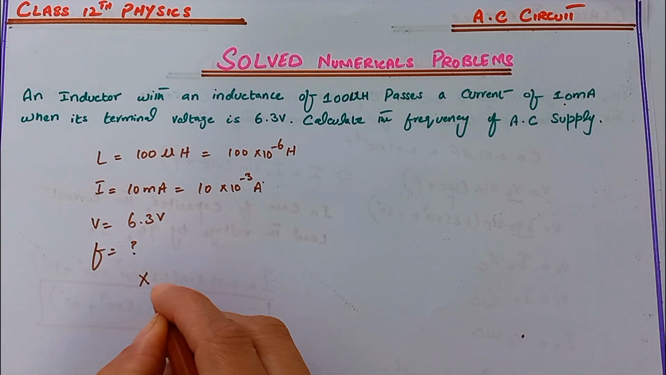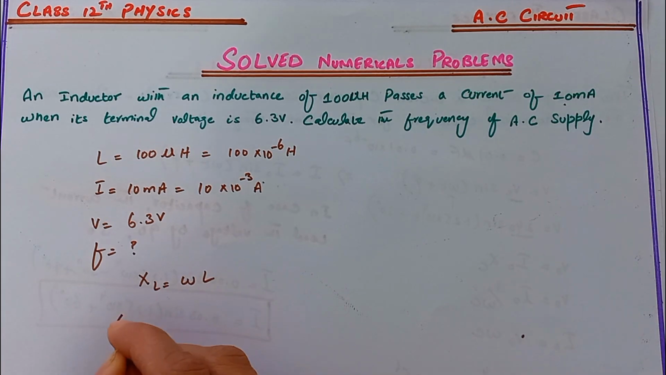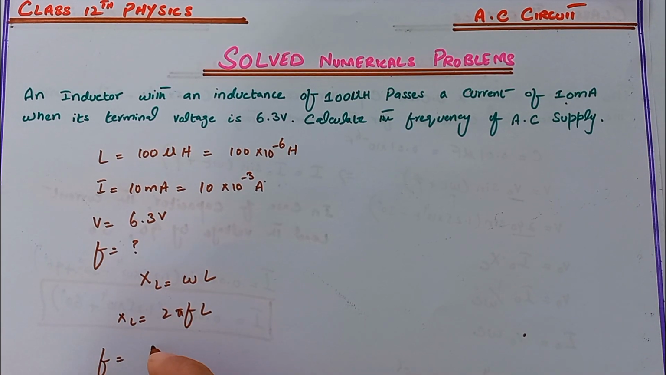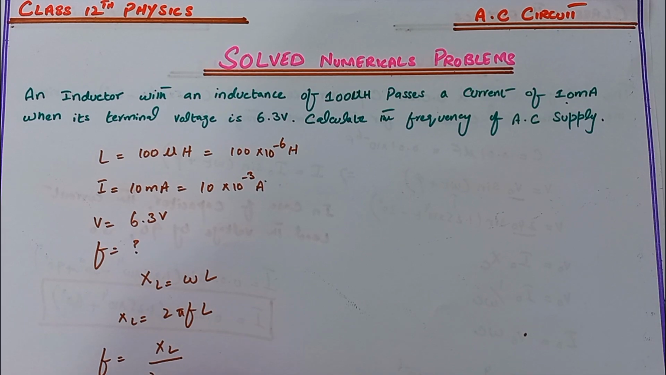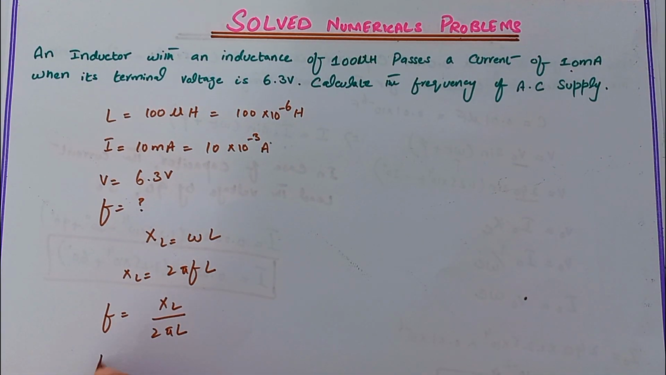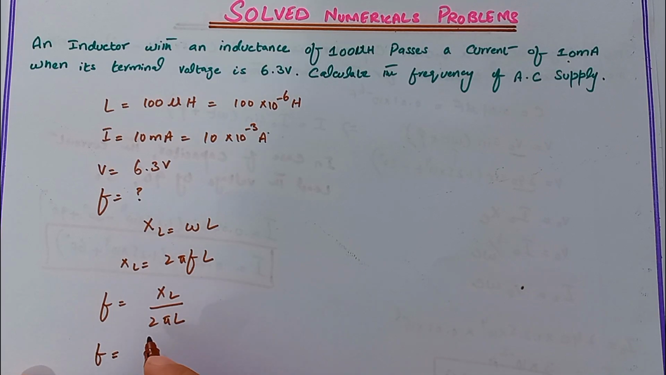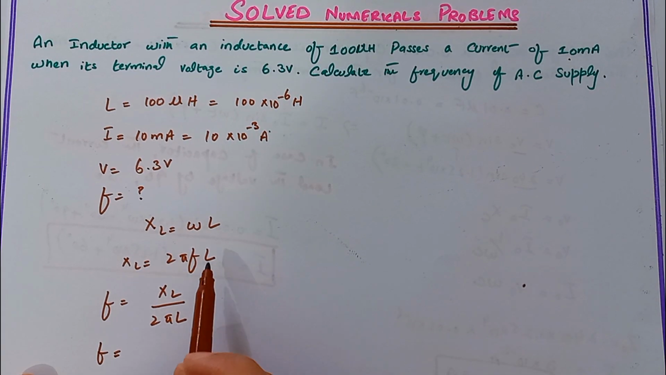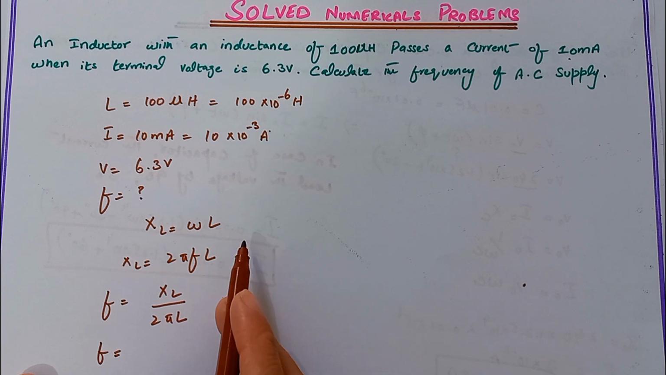Here we find the inductive reactance, XL is equal to omega L. XL is equal to 2 pi F L. Find the frequency, F is equal to XL over 2 pi L. We find the frequency. First we find the XL, then we find the F. How do we find the XL?